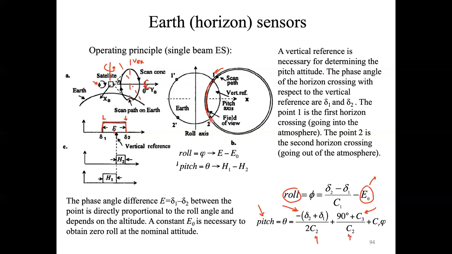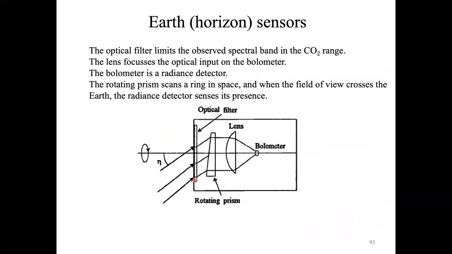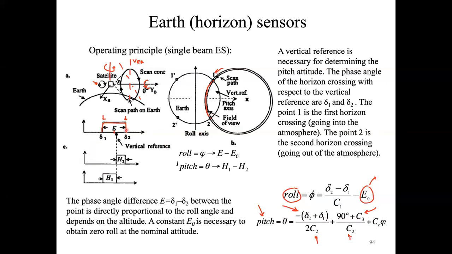This sensor works by receiving the irradiance from this frequency domain that is filtered out by a filter that is in front of the Earth sensor through a detector, and basically the detector is going to measure two phases, delta 2 and delta 1. Delta 2 corresponds to the signal that you have when the scan path is exiting the Earth disk. The first point is delta 1.